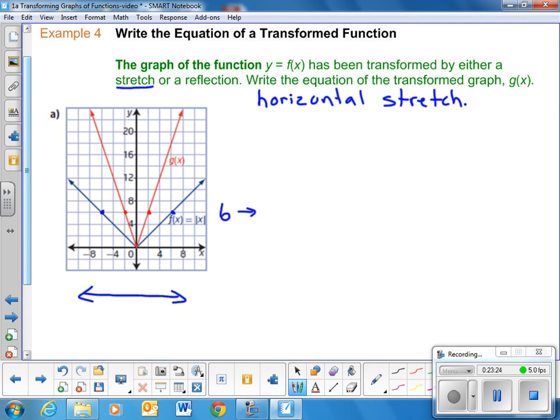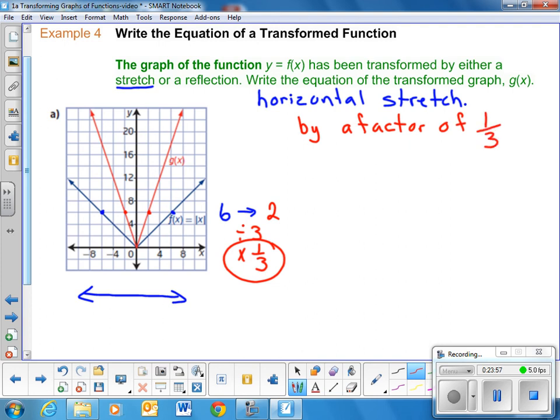When it's been changed onto our red graph, the distance between those is now only 2. So what did we do to those points? Well, we divided those by 3 or multiplied by 1/3. What we would multiply by to go from the blue to the red would be our stretch factor. So this is a horizontal stretch by a factor of 1/3.